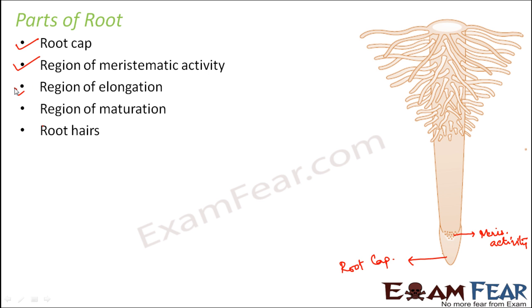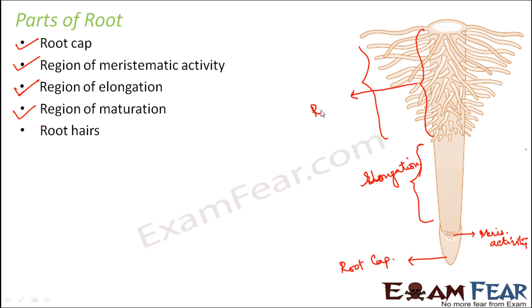Third one is the region of elongation. That region is basically this region. So this is the region of elongation. Fourth one is the region of maturation. Where is it? Again, slightly above this, somewhere around this area. Basically, I am talking about this area. So this is the region of maturation. And the last one is root hairs. These hair-like structures which you see are nothing but root hairs. So these are the different parts of the root.